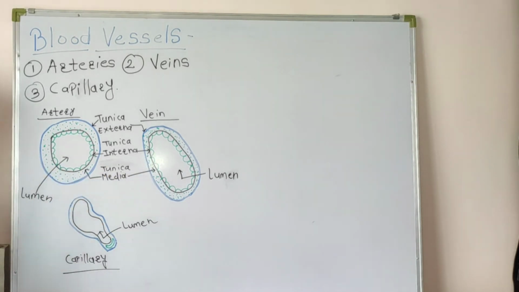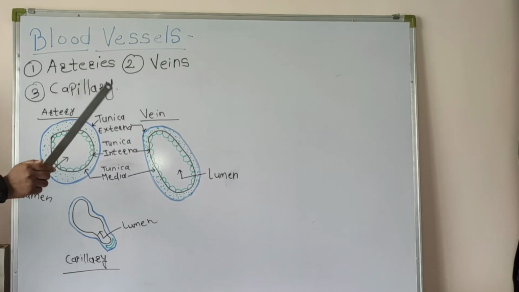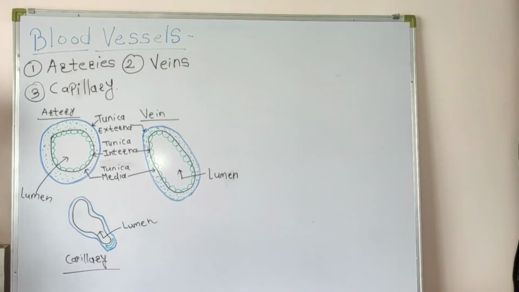There is also the portal vein, and the portal vein is different from the normal vein. It starts from the capillaries of any organ in our body, and then these capillaries form the vein.